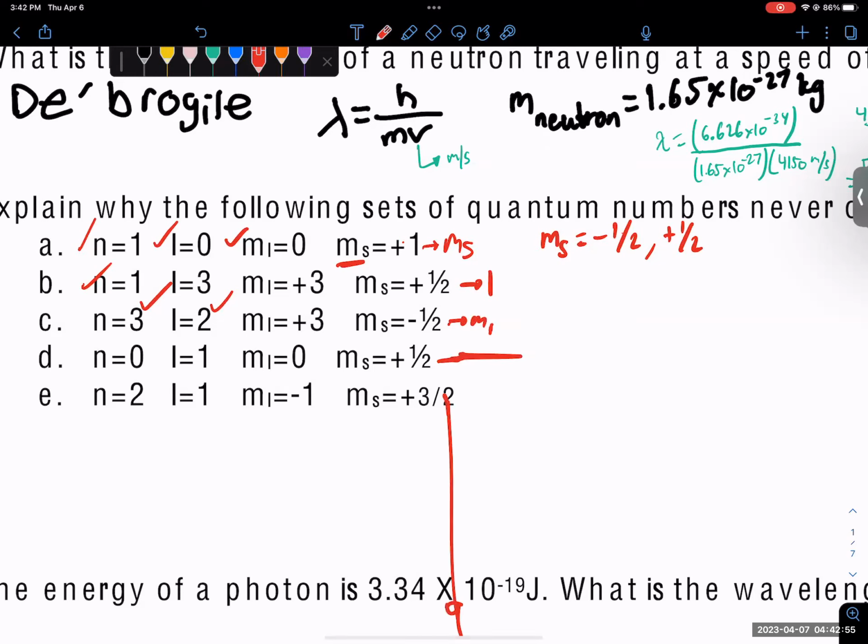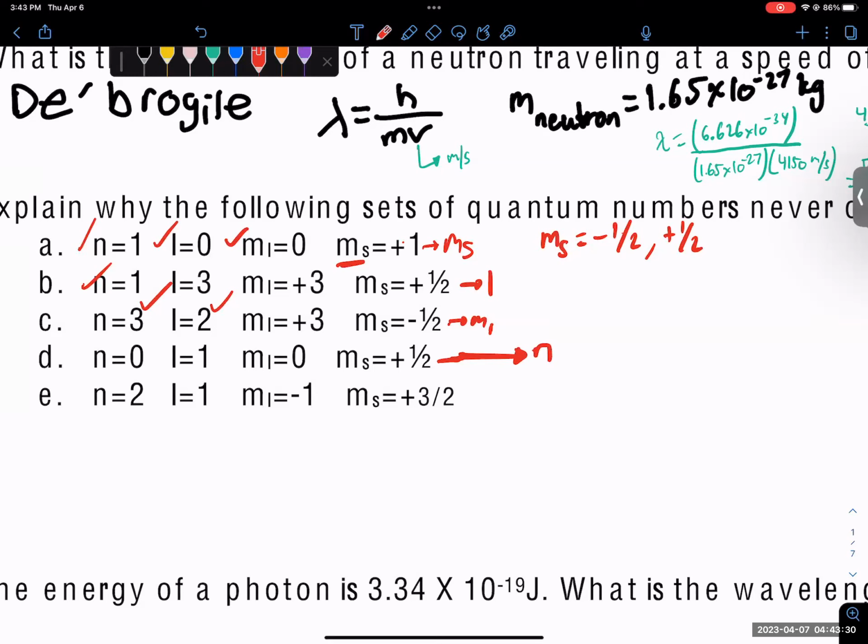What about this next one? n equals 0. Does that sound good to you? Why not? That's one way to think about it, but n is any positive integer, so that's from 1 to infinity. So n is the problem here.